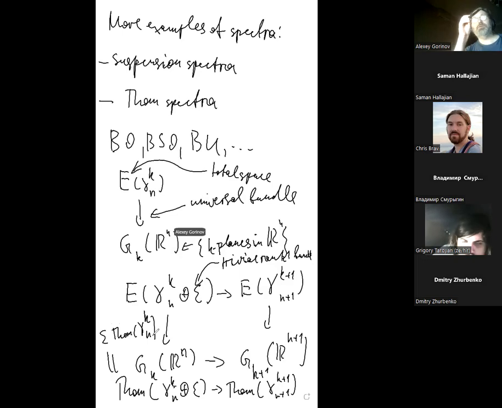By the way, where does the formula for the Thom spaces come from? Why do we get a suspension?